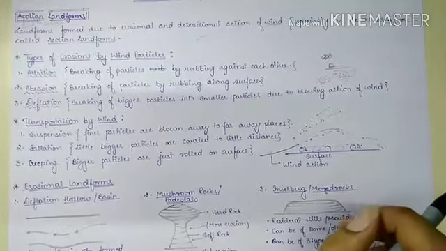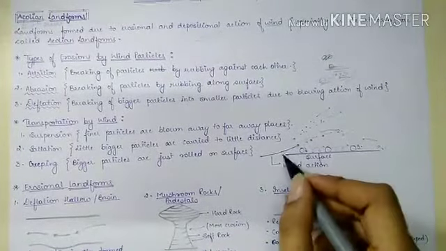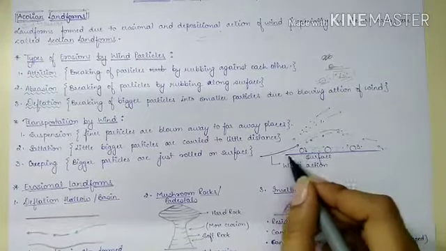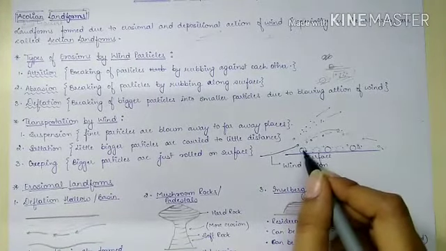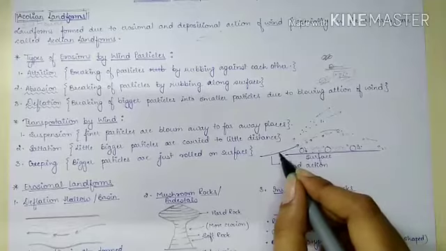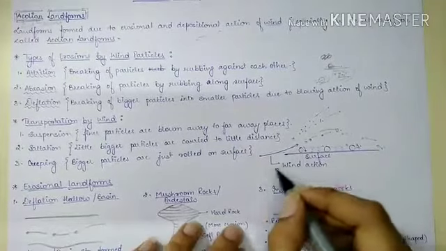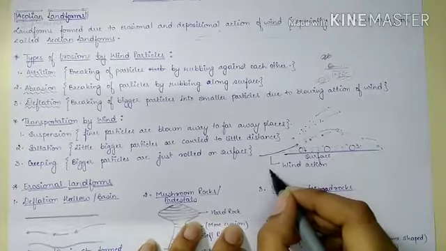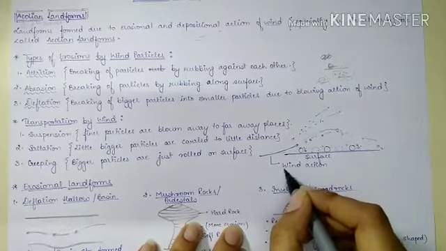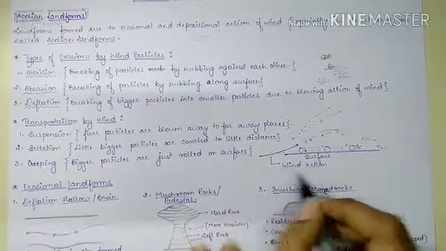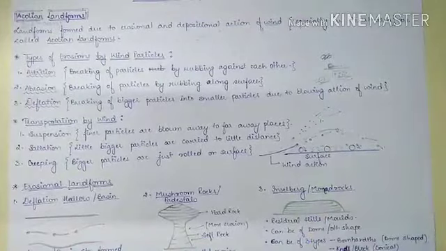Next is creeping. Creeping happens with bigger particles, so the wind is not able to carry or blow away these bigger particles, so actually they roll with wind action. So here we have a bigger particle, it will roll with wind action. Okay, and this is known as creeping.